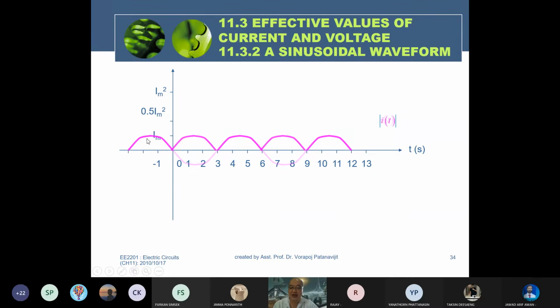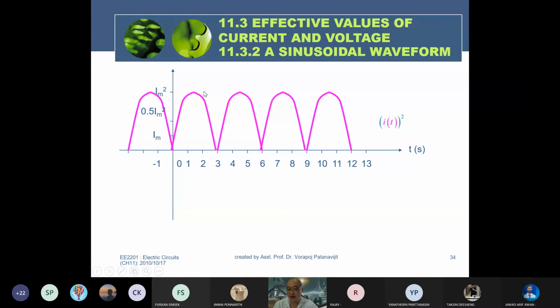The first one, you determine the square. Square means if it's negative, make it positive first, and you take the square of the magnitudes. Then you integrate and average them in one period. Integrate means you determine the area under this curve and find the average. After that, you take the square root in the final step. This is the step of the computation. The root mean square of the sinusoidal waveform is equal to Im divided by square root 2, or equal to 0.7 Im.